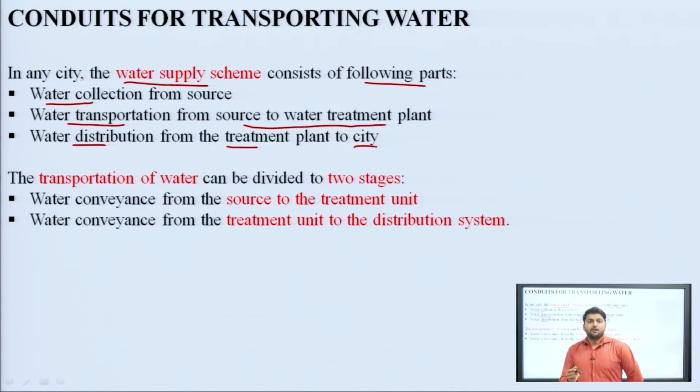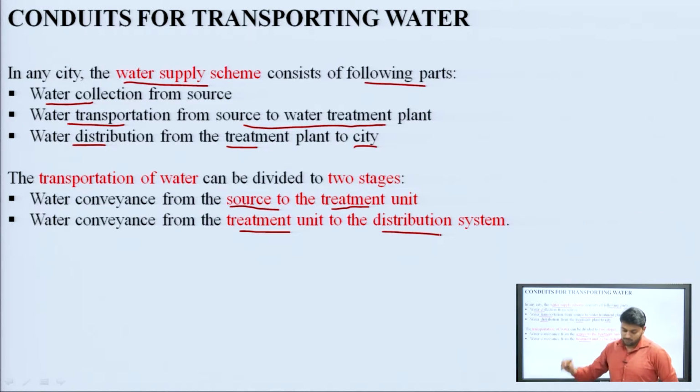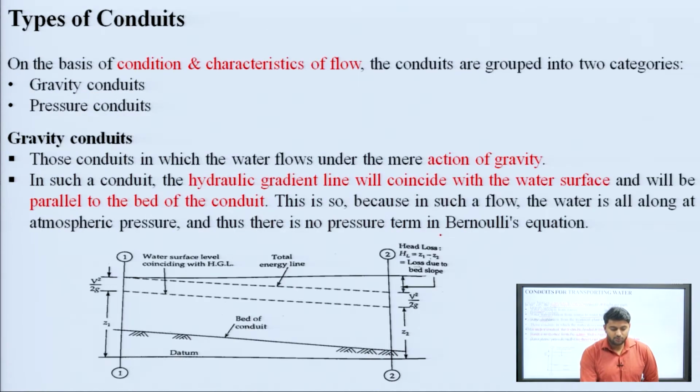Basically we can say that conduits are used for transportation of water in two stages. First stage includes water transmission from source to treatment unit, and after treating the water, the water will be further transported from treatment unit to the distribution system. So, in two parts we will discuss the transmission of water by the conduits.